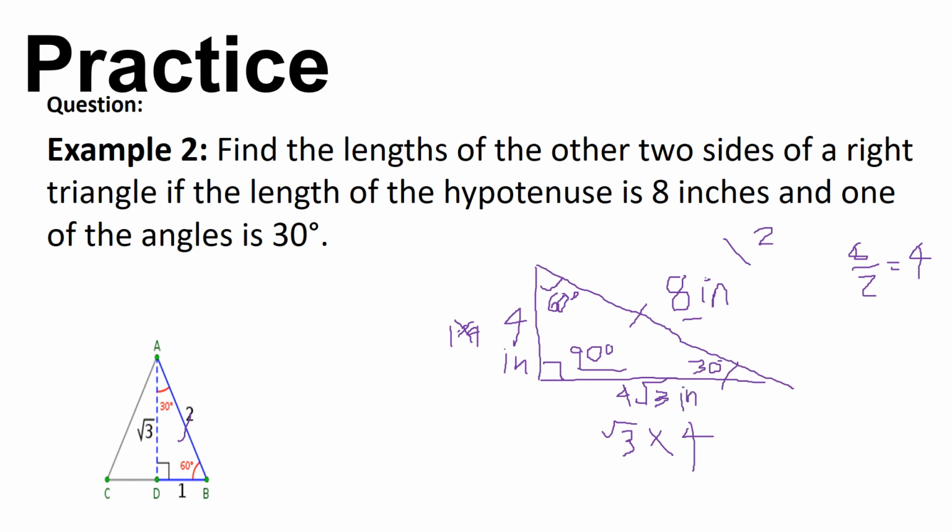So we were able to solve for the two sides without using a calculator and without using any formula or equation. The shortest side, or the measure of the side opposite the 30-degree angle, is equal to 4 inches, and the other leg, the measure of the side opposite to the 60-degree angle, is equal to 4 square root of 3 inches. So that's the answer for this question.